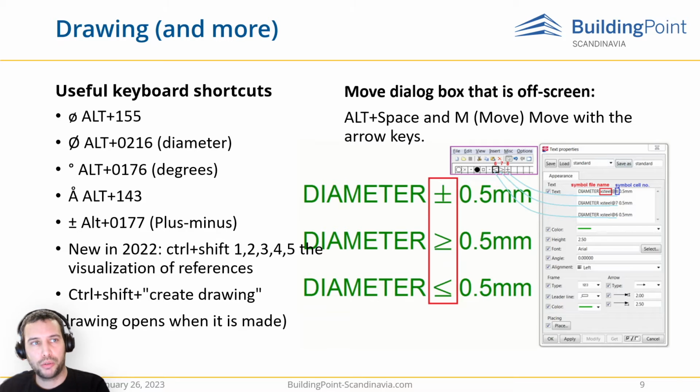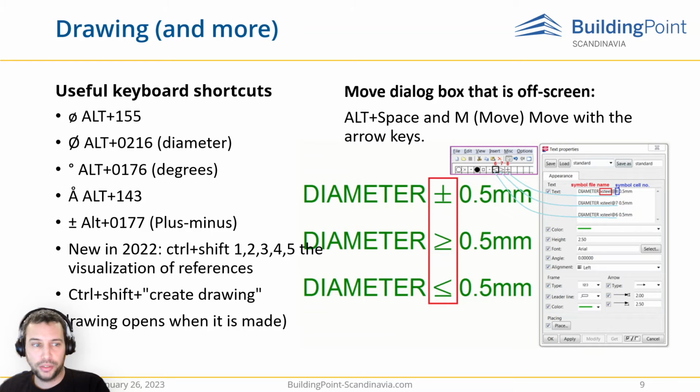A few more things about drawings. There are some very useful keyboard shortcuts for special letters. Could be the diameter symbol, degree symbol, and other specific symbols, plus, minus, etc. These symbols can also be added by using the symbol file and then inserting this as a text reference in your text objects.